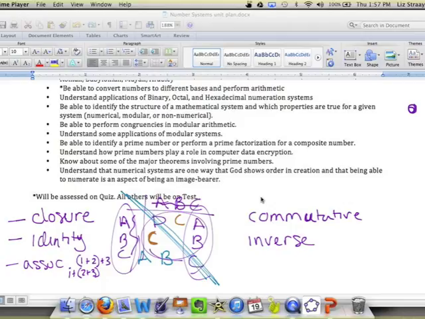In here, we have to find the identity for the system. And then the inverse is what gives an outcome of that identity value.